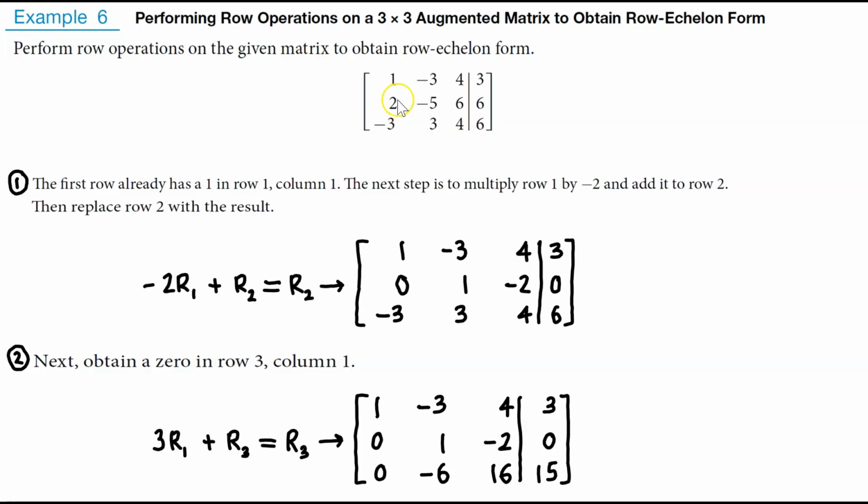In order to do that, we're going to multiply row 1 by -2 and add it to row 2. So we're going to take -2, multiply it by 1, plus 2 gives you 0. -2 times -3 is +6, minus 5 gives you 1. -2 times 4 is -8, plus 6, which is -2. -2 times 3 is -6, plus 6 gives you 0.